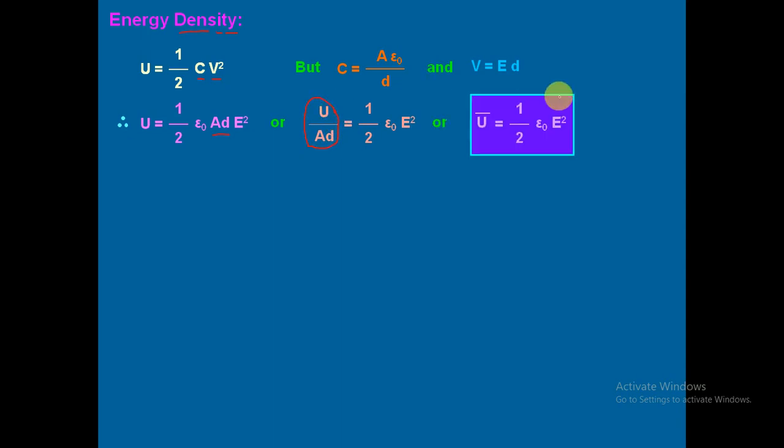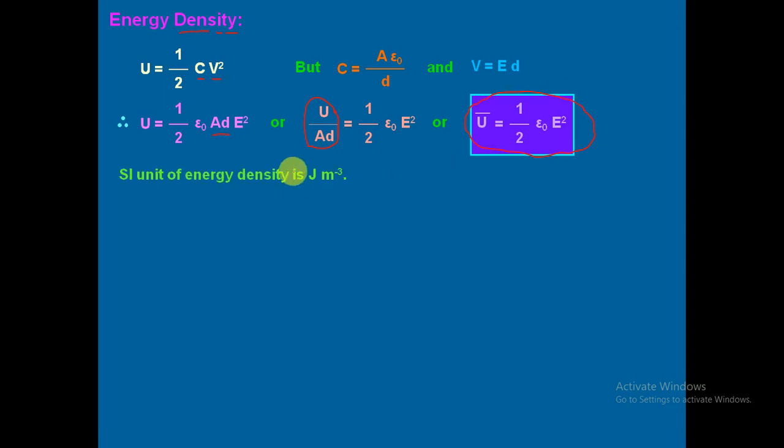So energy density is what? This is half epsilon naught E square. So this is one very important expression we have obtained. Energy density of a parallel plate capacitor is half epsilon naught E square. Epsilon naught is the permittivity of the free space between the two plates of the capacitor. E is the electric field which is existing between the two plates of the capacitor.